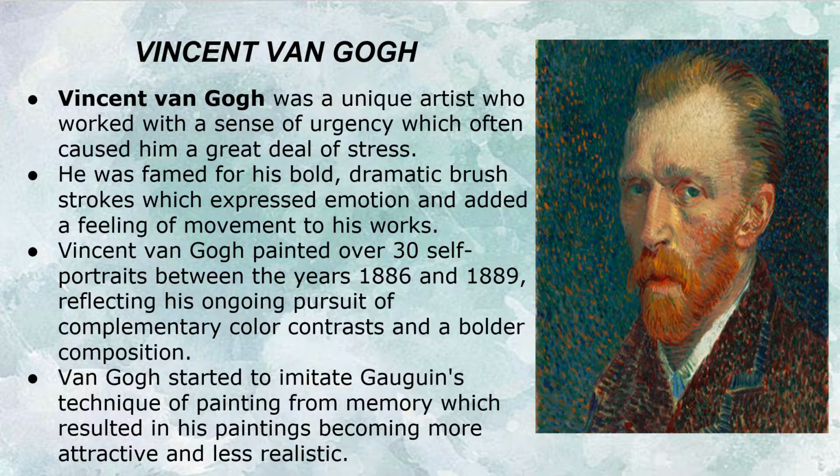So now we switch over to Vincent van Gogh. Vincent van Gogh was a unique artist who worked with a sense of urgency which often caused him a great deal of stress. He was famed for his bold, dramatic brushstrokes which expressed emotion and added a feeling of movement to his works. Vincent van Gogh painted over 30 self-portraits between the years 1886 and 1889, reflecting his ongoing pursuit of contemporary color contrasts and a bolder composition. Van Gogh started to imitate Gauguin's technique of painting from memory, which resulted in paintings becoming more attractive and less realistic.